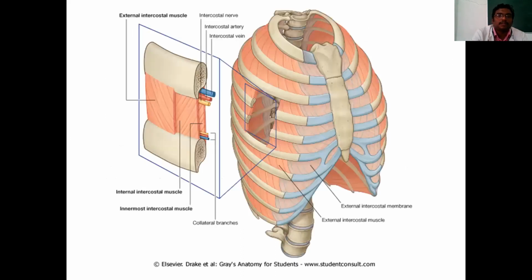Next, the internal intercostal muscle runs downwards, backwards, and medially.